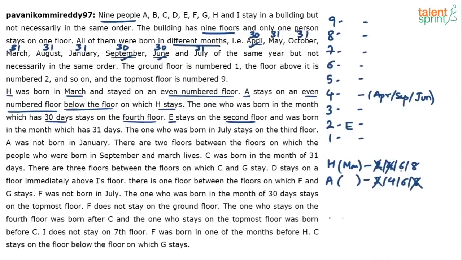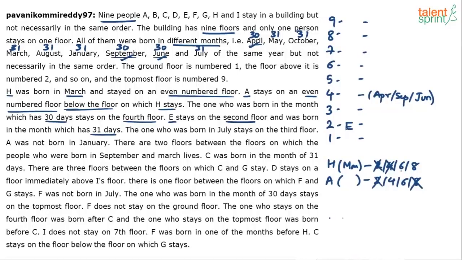There are two ways to look at it. Why did we eliminate fourth floor for H? Because second floor was blocked for E, so A cannot come on second floor. If A cannot come on second floor, H cannot come on fourth floor. There is one more way to remove fourth floor for H. We know that the fourth floor will have a 30-day month: April, September or June. And H was born in March. So H cannot take fourth floor. It cannot be March. That's how fourth floor gets eliminated. Two ways to eliminate fourth floor for H. Okay, so E stays on second floor and was born in the month which has 31 days.